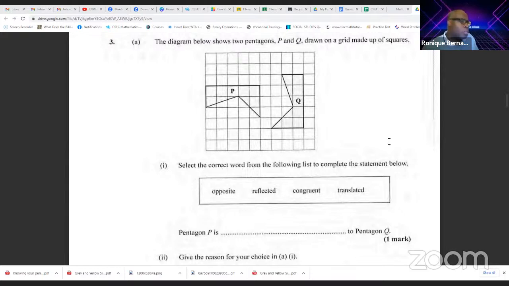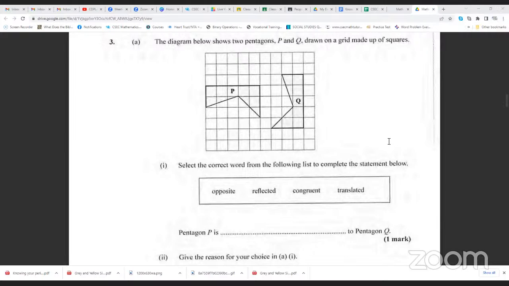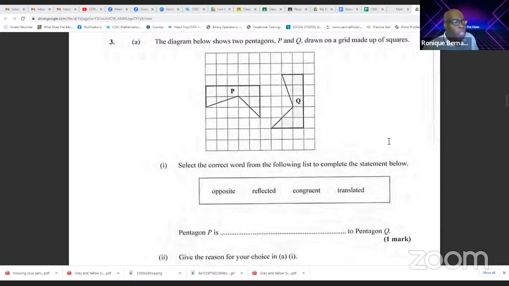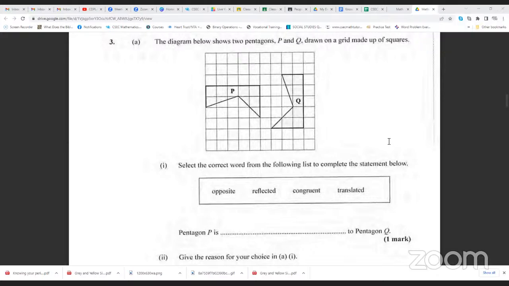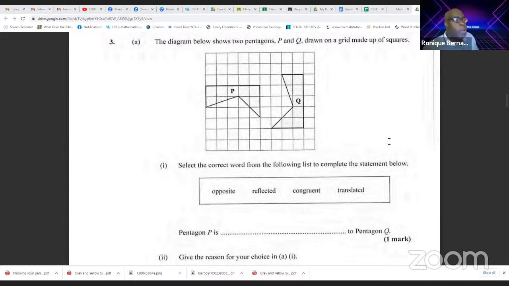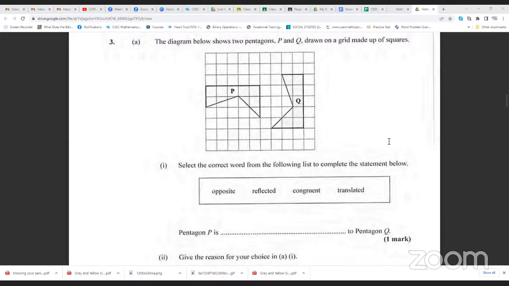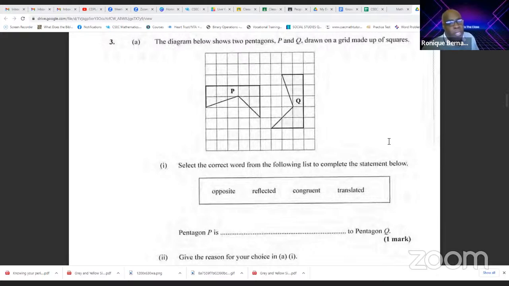So question. Do both P and Q look the same way? Yes, sir. Okay, so they look the same way. Are they the same size? Are they the same size? Yes, sir. No, sir. You sure? You sure they're not? Sir, they are the same size. They're the same size? Yeah. Okay. Why are they the same size?